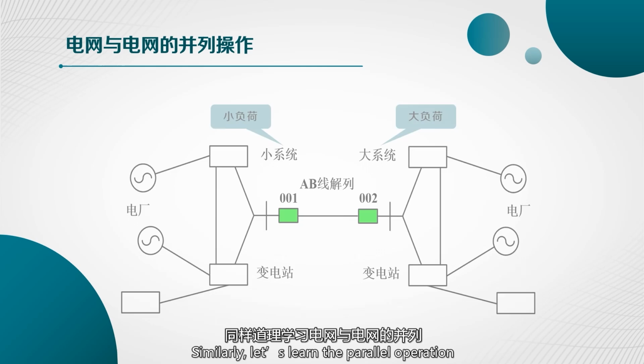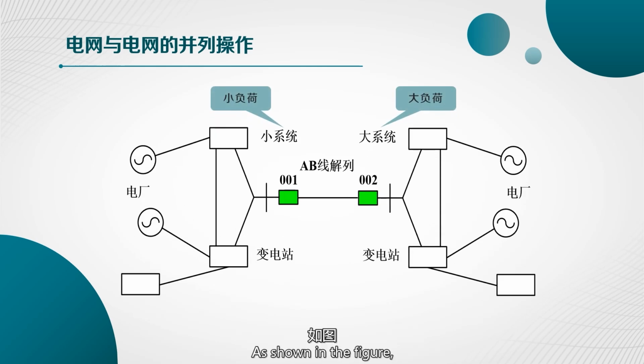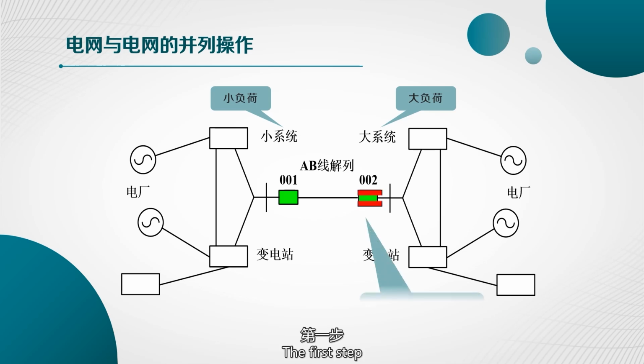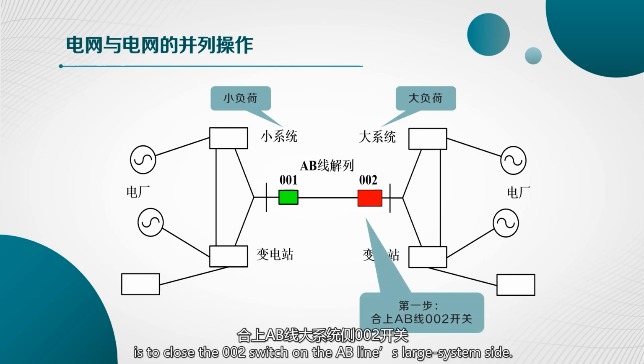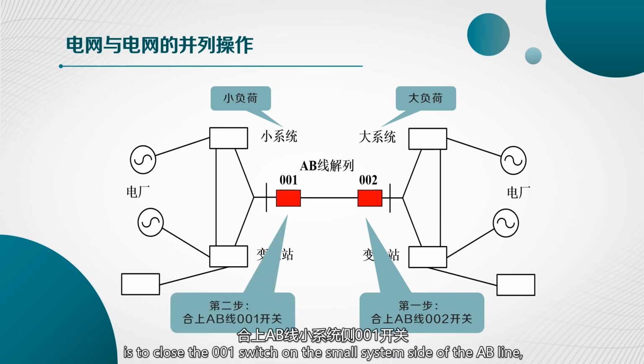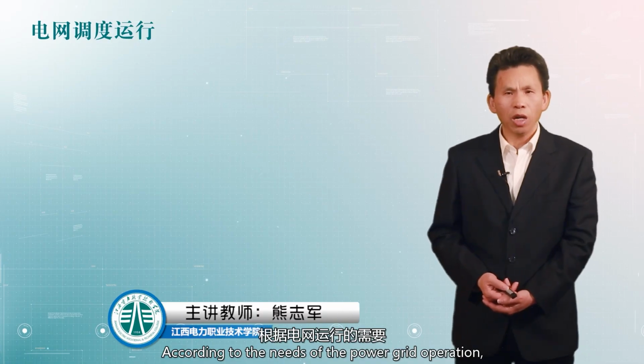Similarly, let's learn the parallel operation between the grid and the large system. As shown in the figure, the small system and the large system are connected through the OV tie line, and when the small system and the large system reach the synchronous conditions, parallel operation is carried out. The first step is to close the O2 switch on the OV line's large system side. The second step is to close the O1 switch on the small system side of the OV line, which is the paralleling operation between the power grid and the power grid.